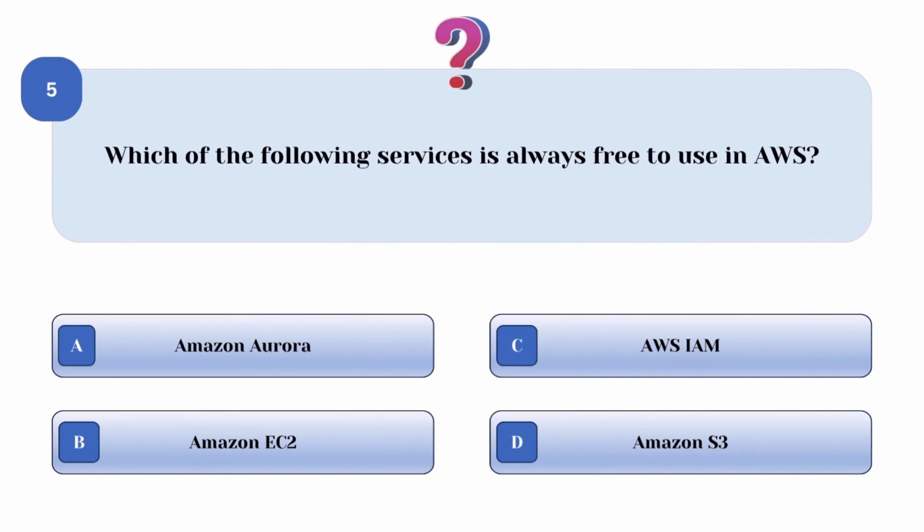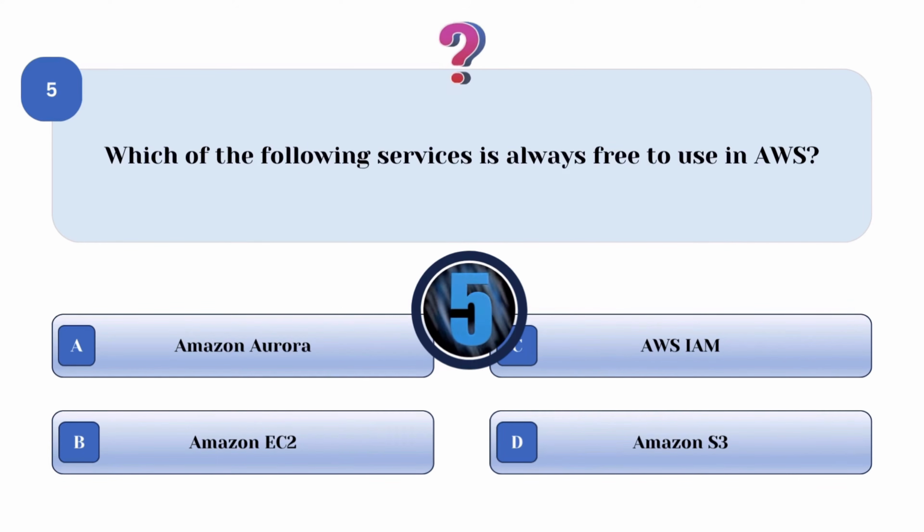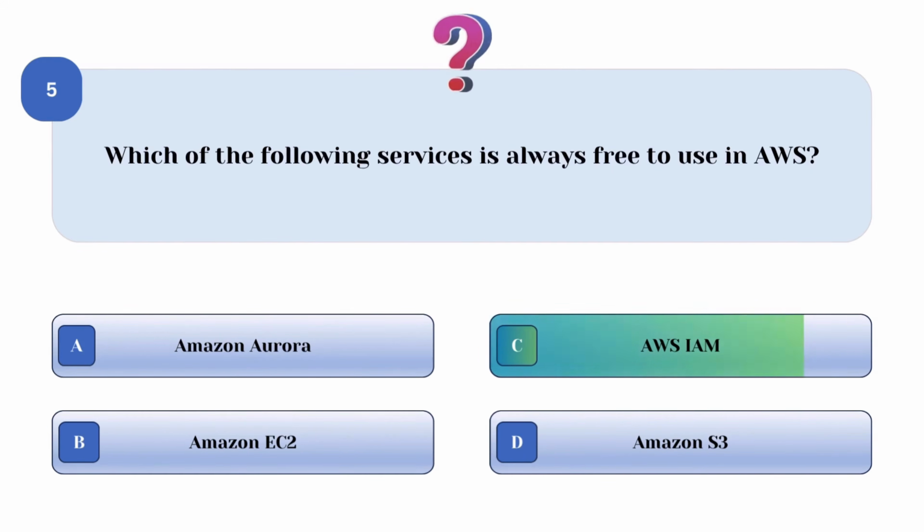Which of the following services is always free to use in AWS? Correct answer: AWS IAM. Explanation: IAM is free and used for controlling access to AWS resources.